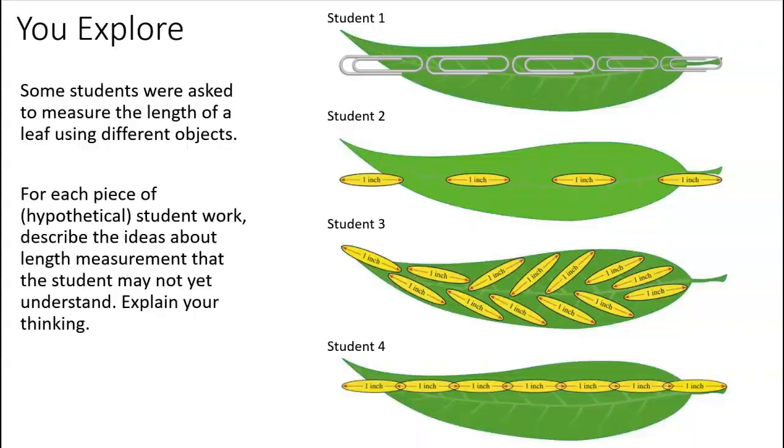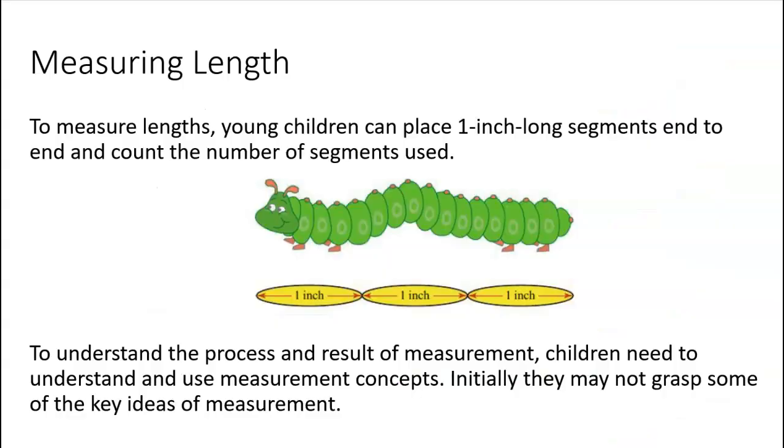Take your time. To measure lengths, young children can place 1-inch long segments end to end and count the number of segments used. So if we're looking at this caterpillar, we're talking about 1-inch segments, without any gaps or overlaps, that measure this length here. So to understand the process and result of measurement, children need to understand and use the concepts. And initially, they may not grasp some of the key ideas.